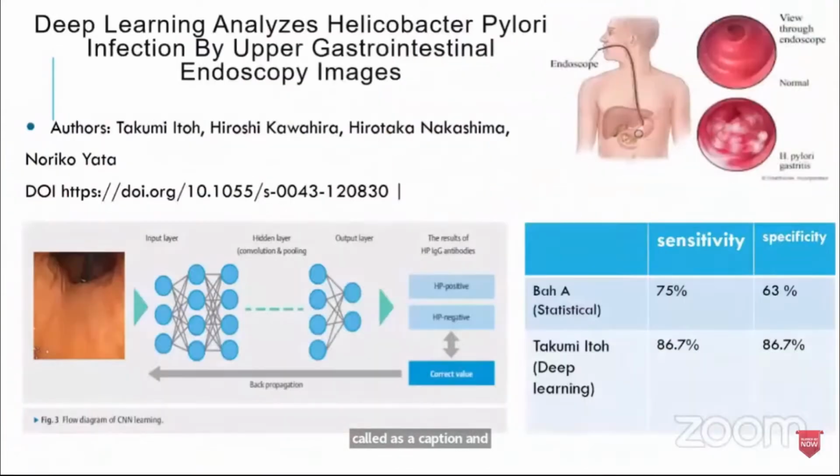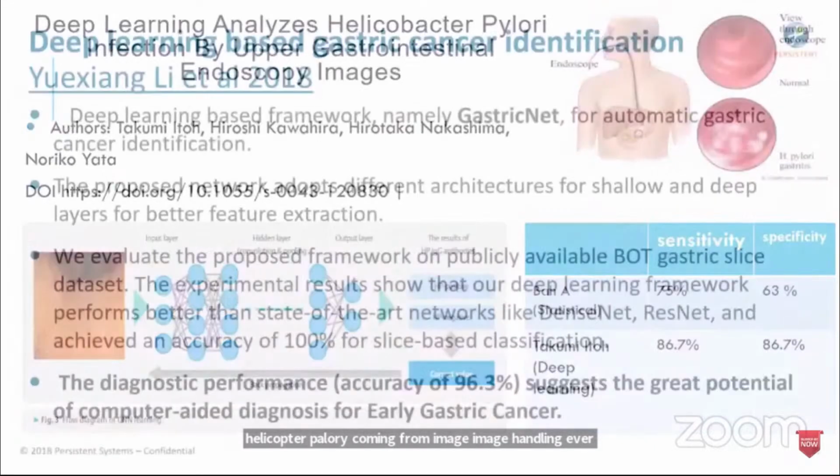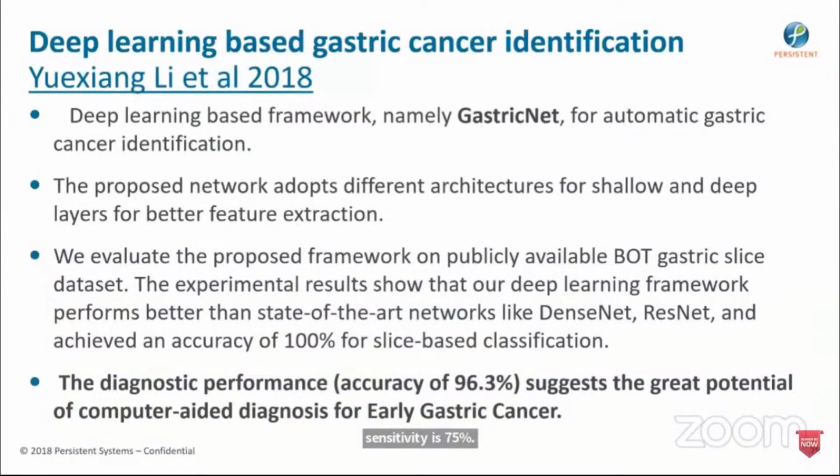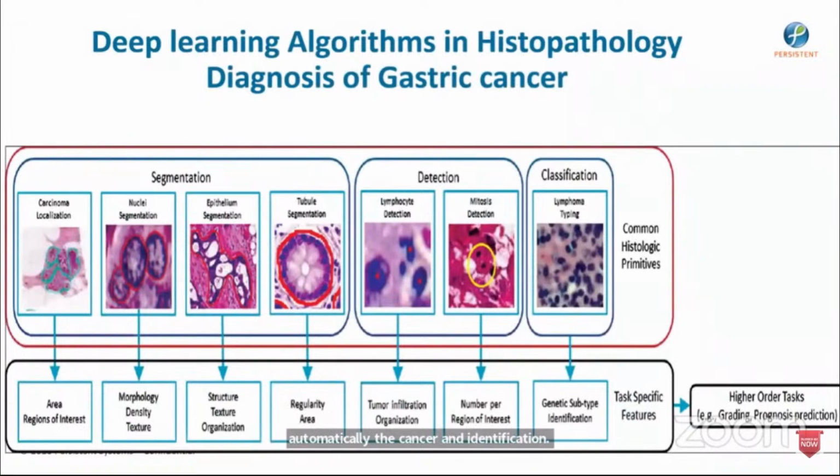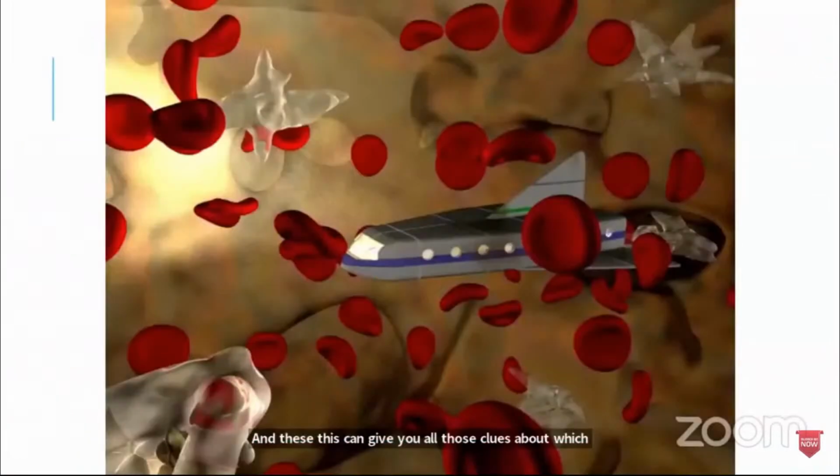And with deep learning analysis, we can now detect Helicobacter pylori from image handling, where the sensitivity is 75%. And not only that, there is one network called GastricNet, which was automatically identifying cancer. These can give you clues about which cells are present, and which can give you the diagnosis of gastric cancer.